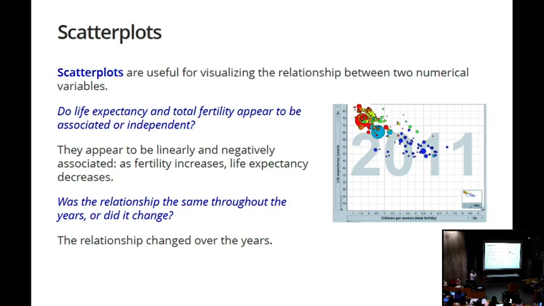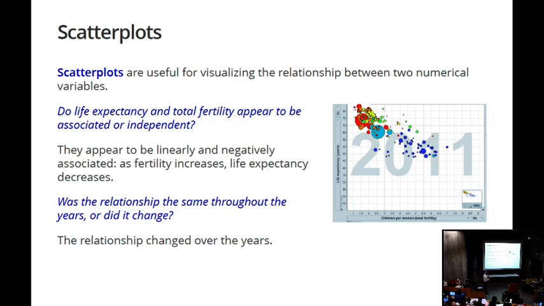A scatter plot is a useful thing for visualizing relationships between two variables. If you have more than two variables, it becomes very difficult to use scatter plots effectively. There are ways to hack it, but really, it's designed for two variables, and you put one on X and one on Y, and you look for relationships between all the dots.